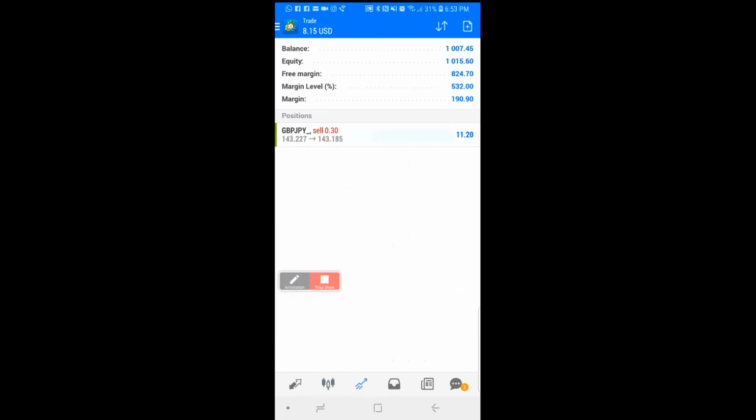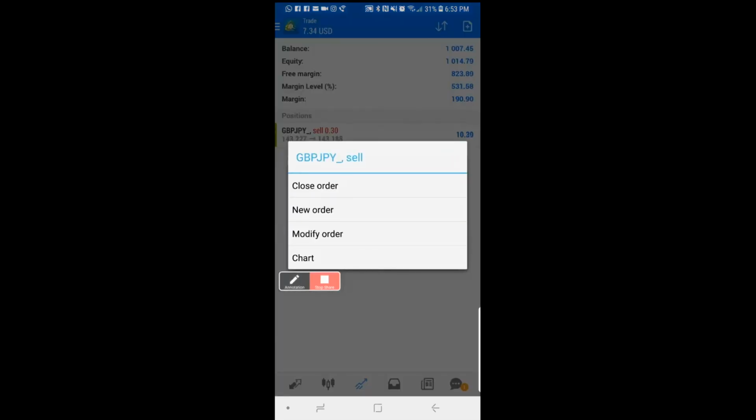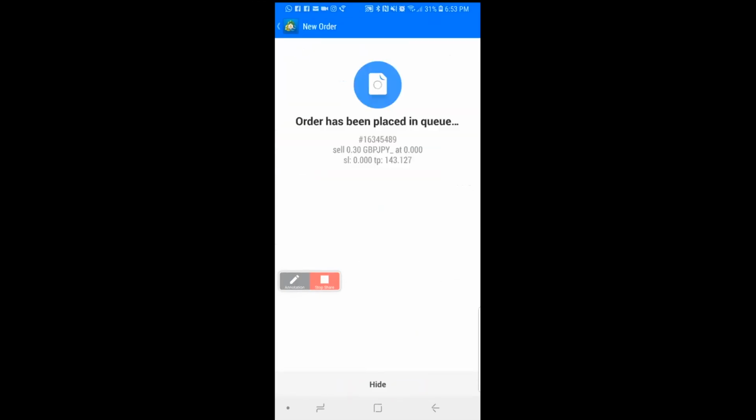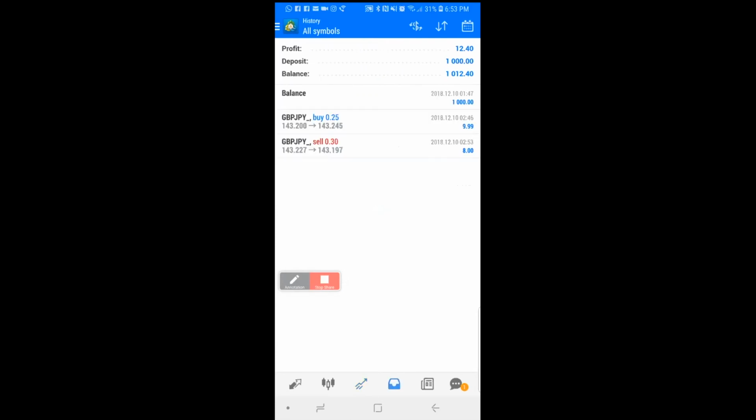But if you said, hey, I just made 10, 11 bucks, I want to close it, you close it, see it's dropping. The market goes as you talk. Every second this market is moving. So this one here, our commission was $3. We made $8, so $5 with our profit. So we just made $12 in basically less than 5 minutes.